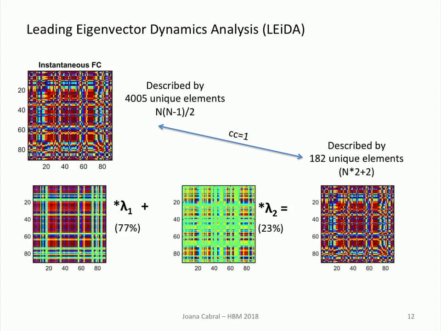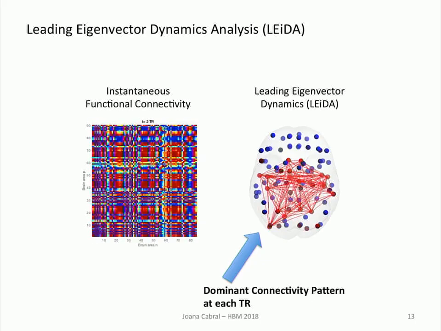And you see that we can represent the matrix, where the number of unique elements are all the elements above the diagonal in the high resolution one, by just two vectors and their associated eigenvalues.